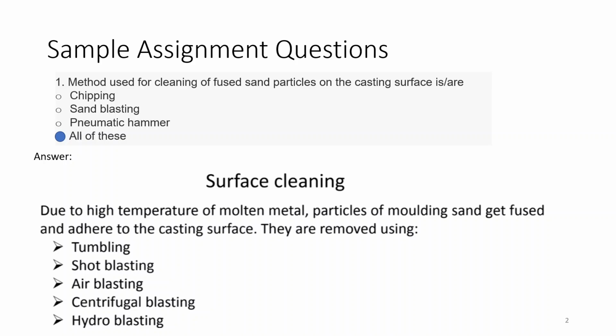First question was: the method used for cleaning of fused sand particles on the casting surface is? And your options were chipping, sandblasting, pneumatic hammer, and all of these. So the answer was all of these. Here surface cleaning is needed because, due to the high temperature of molten metal, particles of the molding sand get fused and adhere to the casting surface, and these are removed using tumbling, shot blasting, air blasting, centrifugal blasting, hydroblasting.